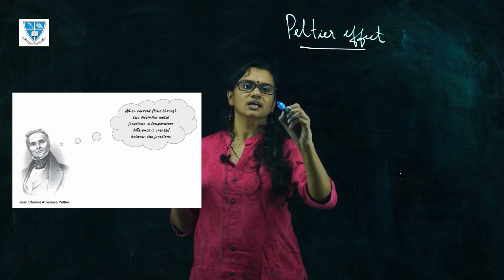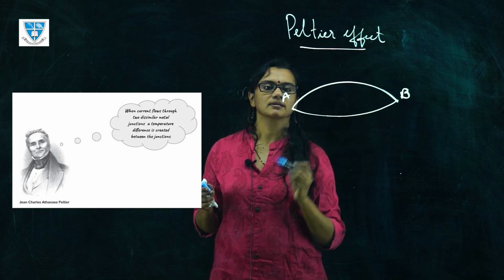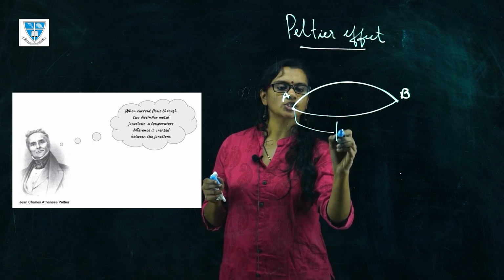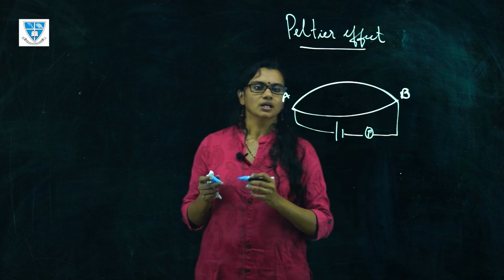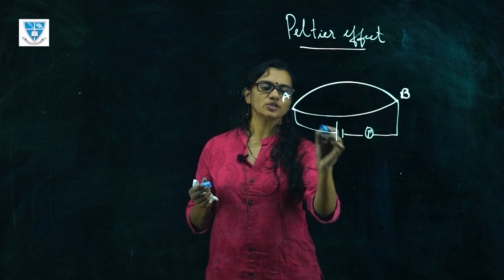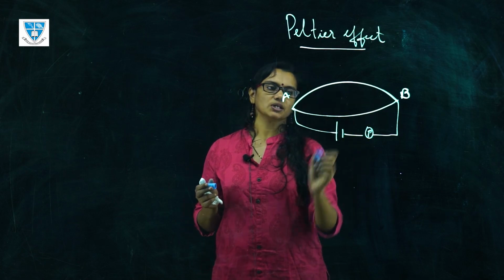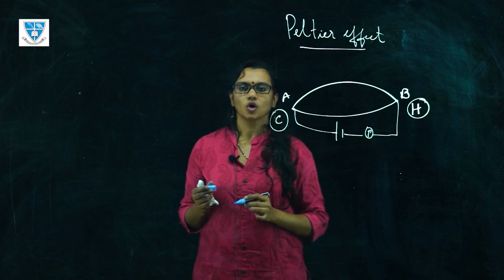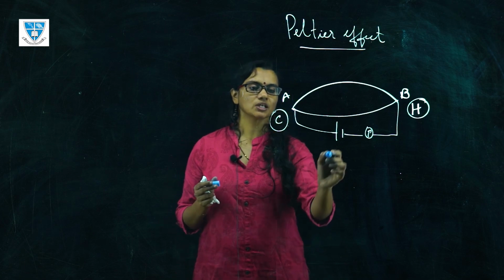So he studied that, and in this junction A and B, he introduced a voltage in the circuit. As you introduce a voltage in this loop, a current starts to flow, and because of the current, one end becomes heated and the other end becomes cold, or heat is released and absorbed at the two junctions because of this supply.